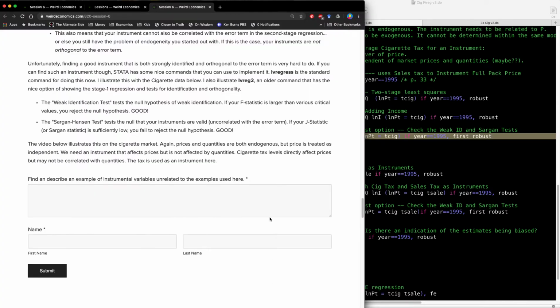Now if we go to my website, I have put in an explainer of these. Our instrument has to do two things. The instrument has to be a good indicator, a strong instrument for our endogenous variable. If it's not a good indicator, we call that weak identification. So the weak identification test tests the null hypothesis of that, and it spits out an F statistic. If that F statistic is large, then we reject the null that they are weak, which is a good thing. So we're going to be looking for a large F statistic here.